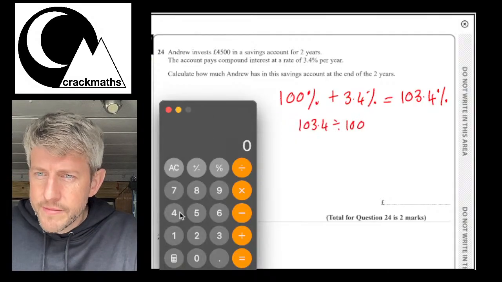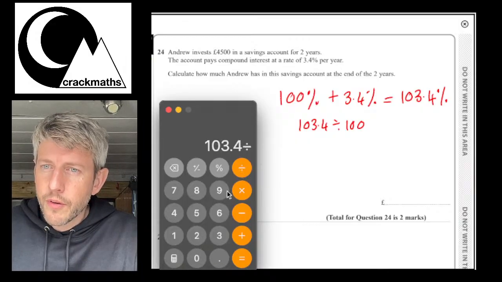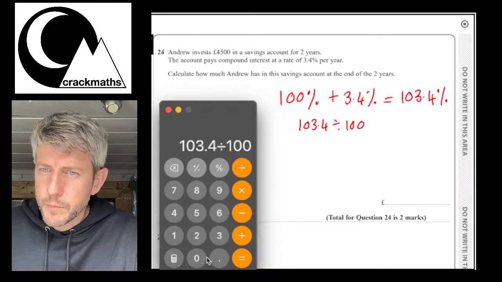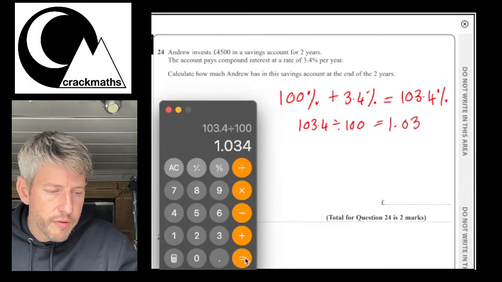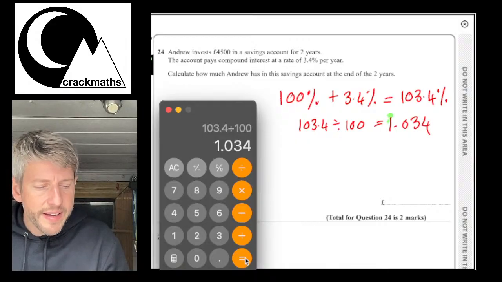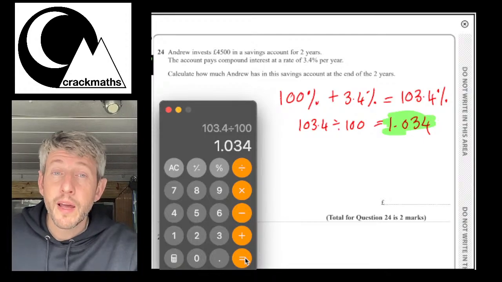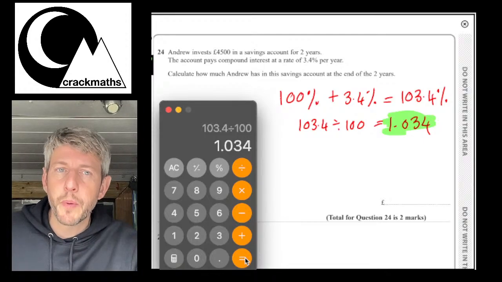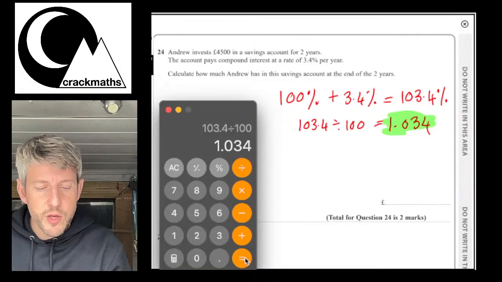Okay, let's see what that gives us. 103.4 divided by 100 equals 1.034. Now, any number multiplied by 1.034 is going to be increased by 3.4%. So we want to do this twice.